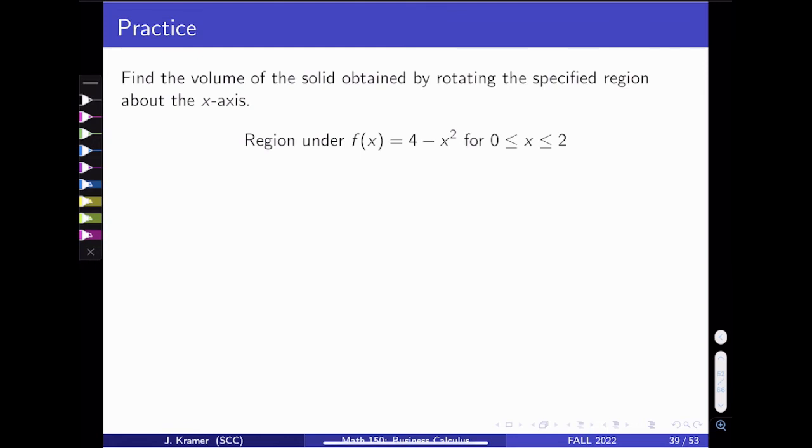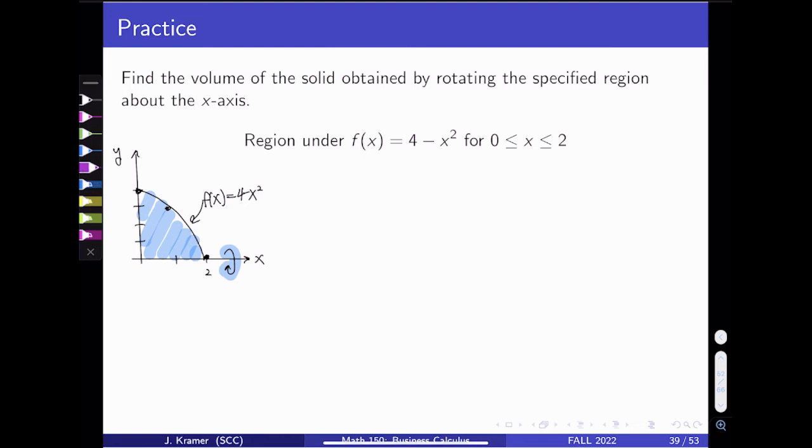Let's look at an example, making sure to first graph the region. We want to find the volume of the solid that's obtained by rotating the specified region about the x-axis, and the region we're looking at is underneath f of x equals 4 minus x squared, bounded by the x-axis, and then only from 0 to 2. Let's start by drawing the picture. So we are rotating the region under f of x equals 4 minus x squared. We're looking at this region from 0 to 2. It's going about the x-axis.